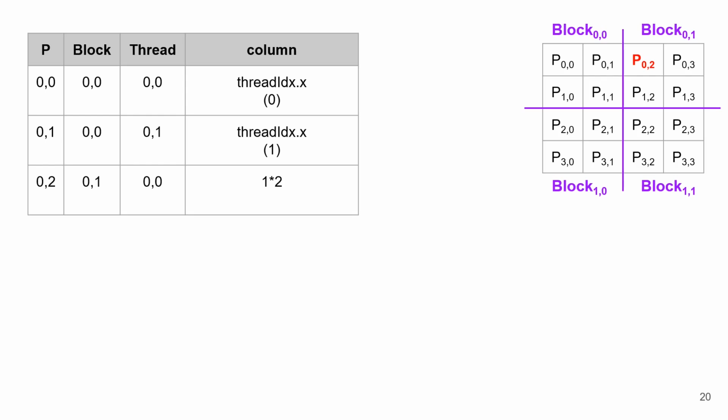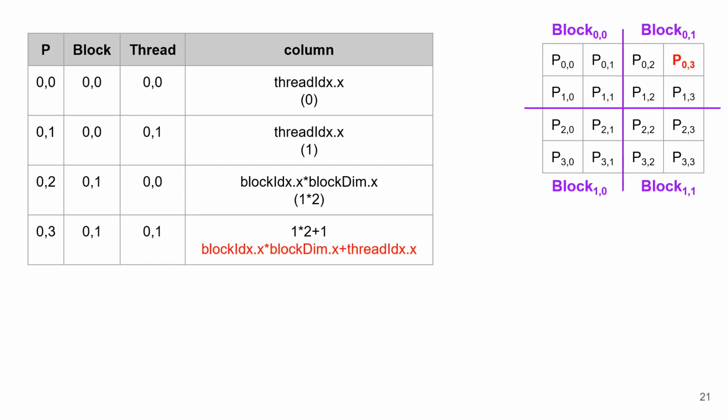that block. So the block width on the x-axis multiplied by the block index on the x-axis shows which block we are settled on. In terms of variables, the expression is blockIdx.x multiplied by blockDim.x. And as you can see, 1 multiplied by 2 shows column number 2.